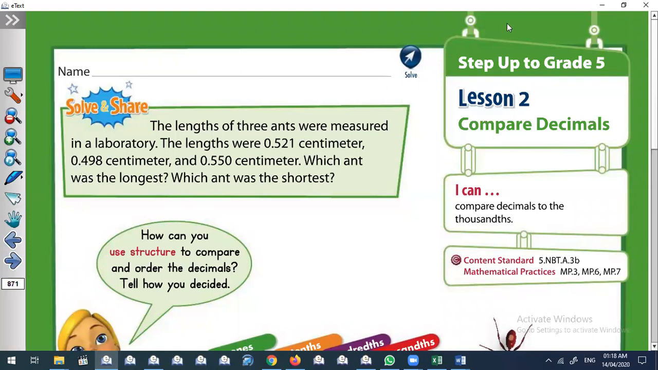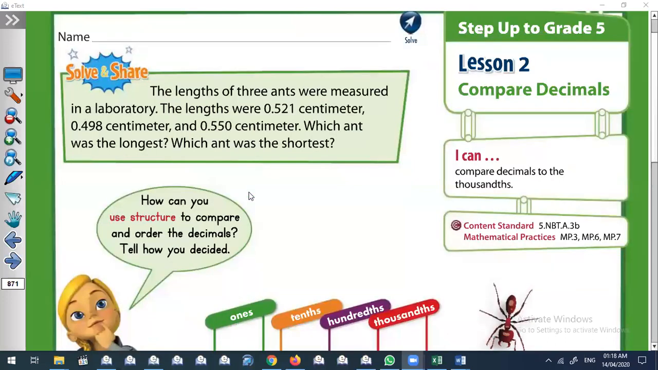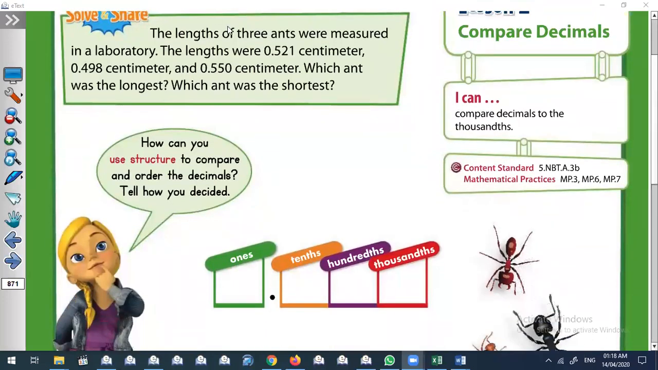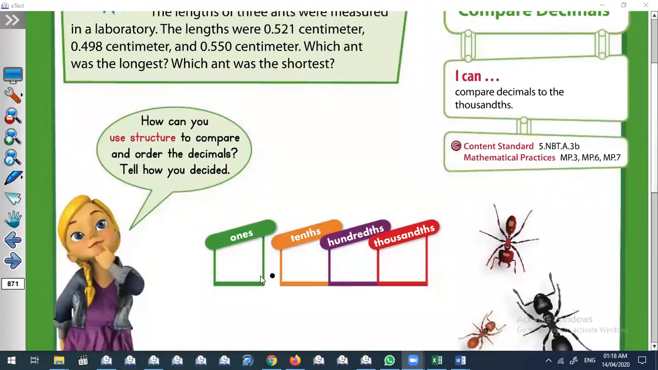First, let's revise what we studied in the previous lesson. As I told you before, this point is called the decimal point.